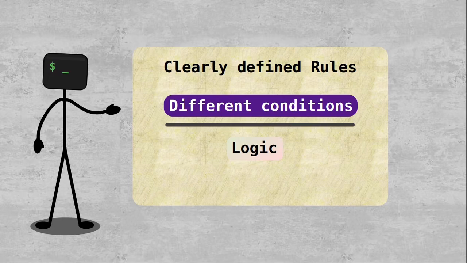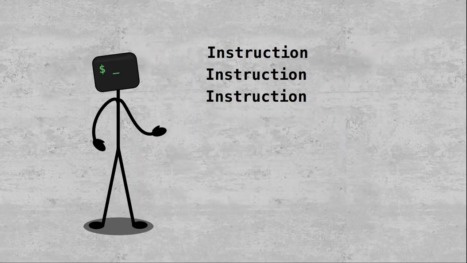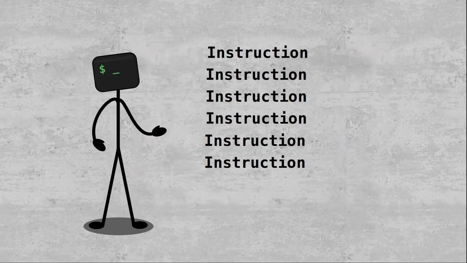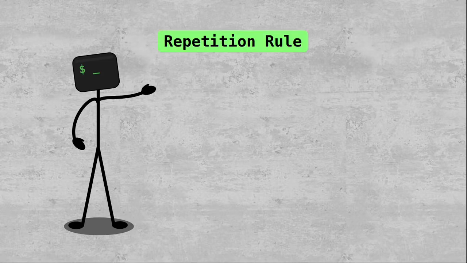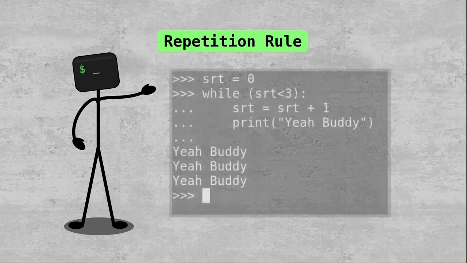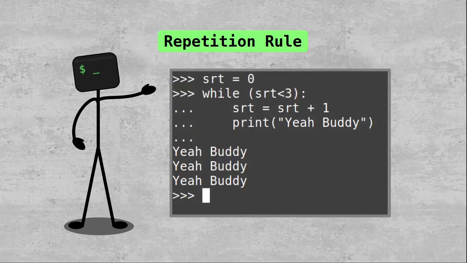Computers need to repeat the same instructions multiple times. Instead of writing the same instructions again and again, we define a repetition rule. For example, display a message 3 times. This looping concept allows programs to scale from small tasks to very large ones efficiently.